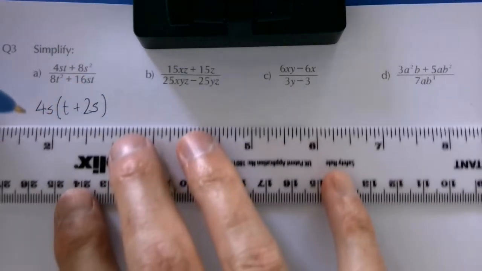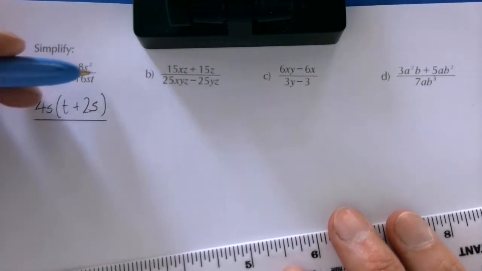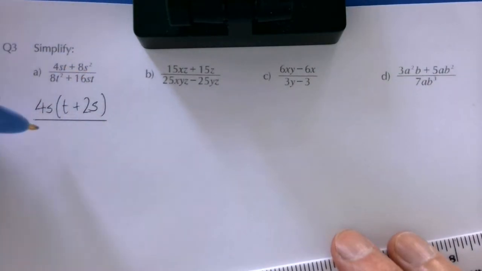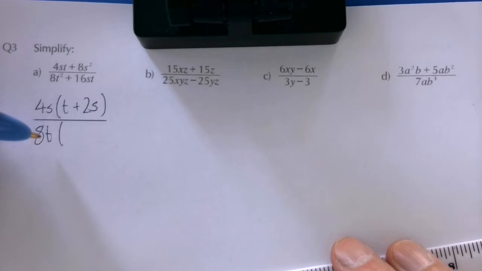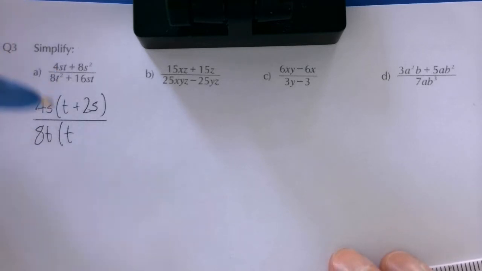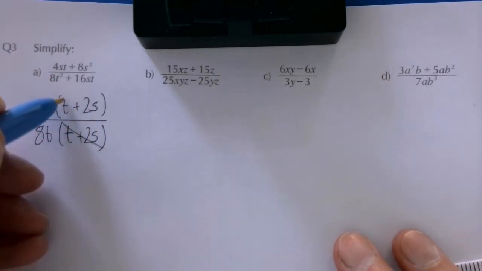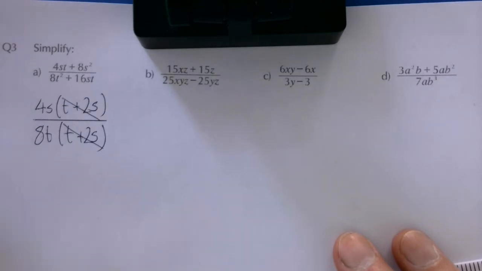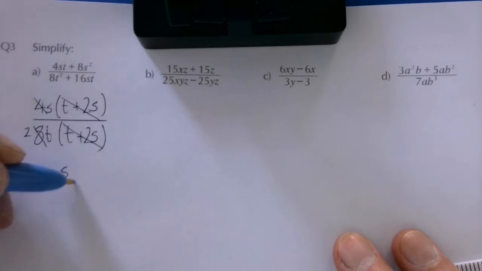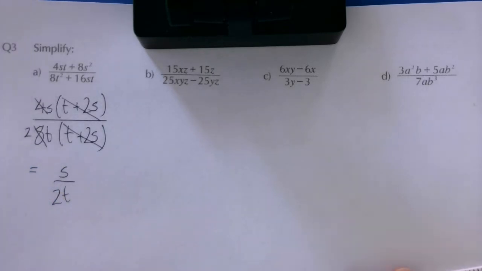Let's do the same with the denominator. Both of these terms have an 8 and a t, and so to make that I need another t. 8t times t gives me 8t squared. And to turn 8t into 16st, I need a 2 and an s. And look what happens. So I end up with s over 2t. And I was a doofus, should have spotted that.